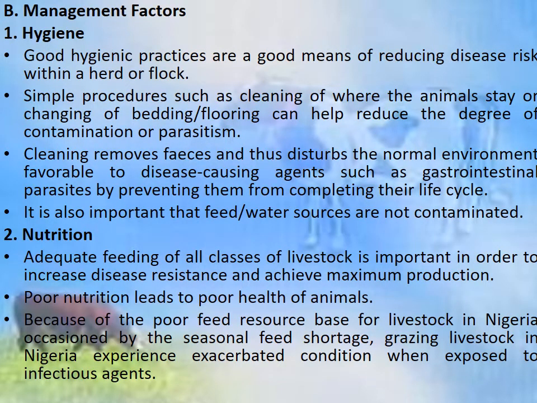Now, let us go to the second category of the health influencing factors, and that is management factors. The number one under this is hygiene. We are going to consider 5. One is hygiene. Now, good hygienic practice is a very good way of reducing risk of disease in a flock.